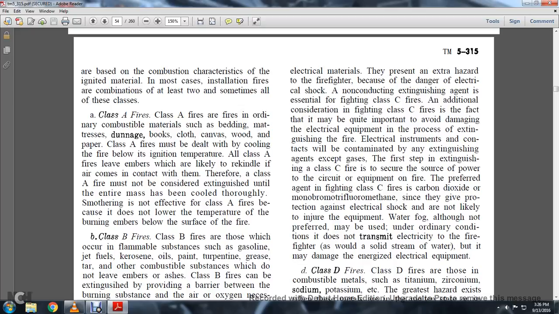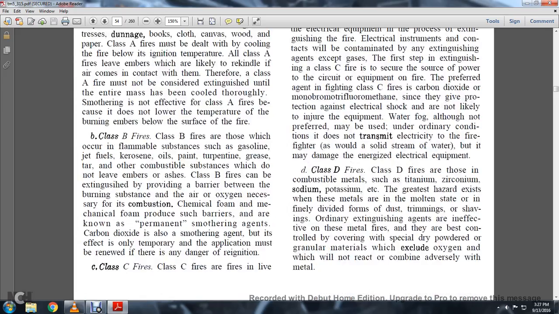The first step in extinguishing a Class C fire is to secure the source of power to the equipment on fire. The preferred agents for fighting Class C fires are carbon dioxide and monobromotrifluoromethane, since they give protection against electrical shock and are not likely to injure equipment. Water fog, although not preferred, may be used under ordinary conditions. It does not transmit electricity to the firefighter as readily as a solid stream of water, but it will damage energized electrical equipment.